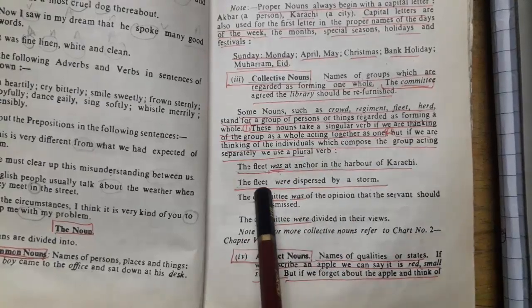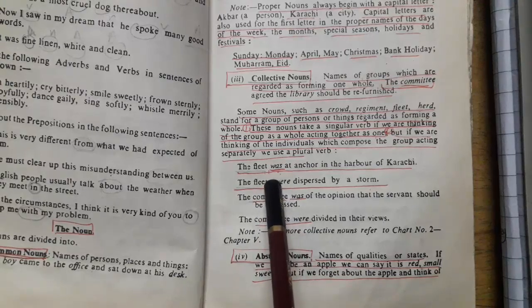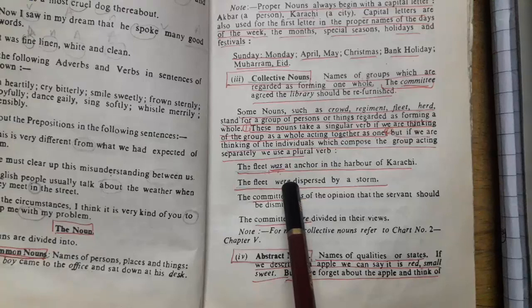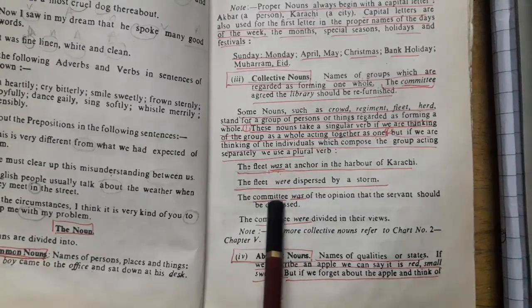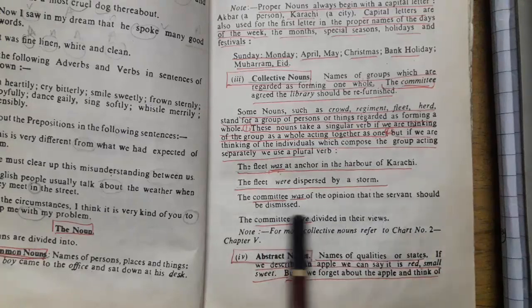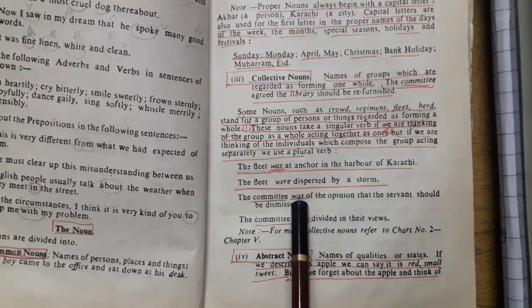Here we are talking about the fleet as individual people. As they were many, we will use the plural helping verb. Same example is here. The committee was of the opinion that the servants should be dismissed. Here we are taking the committee as one whole, so we are using the singular verb.